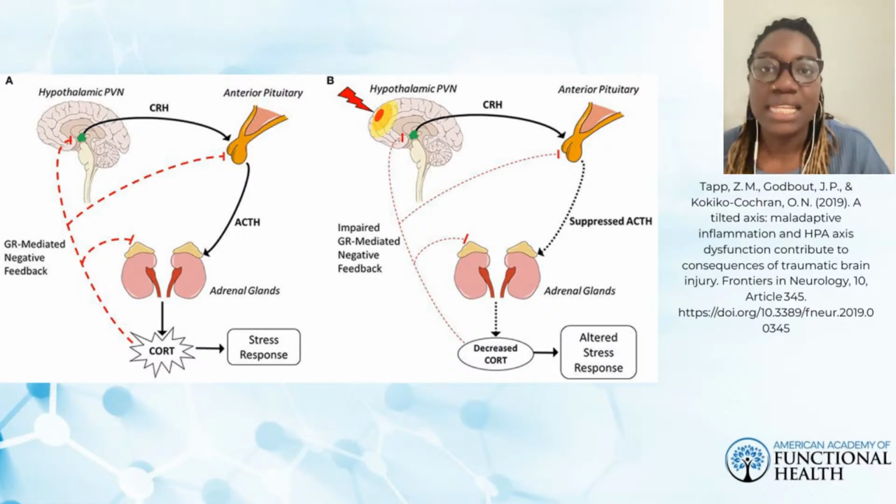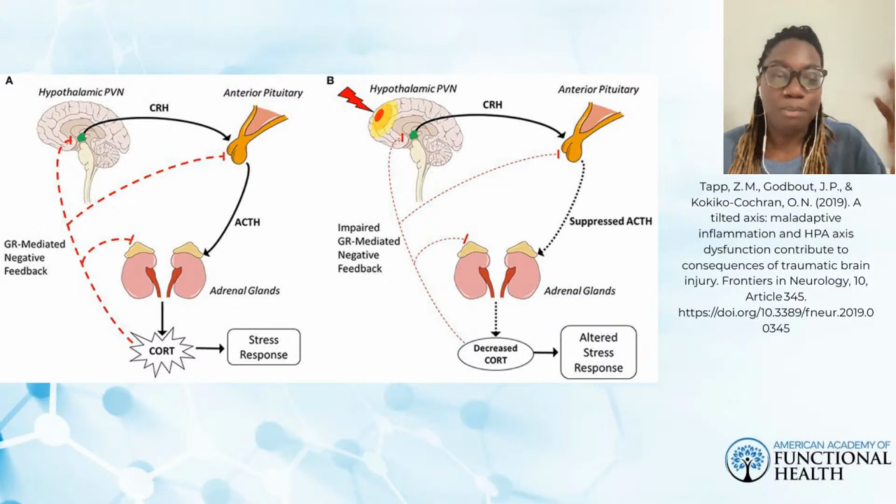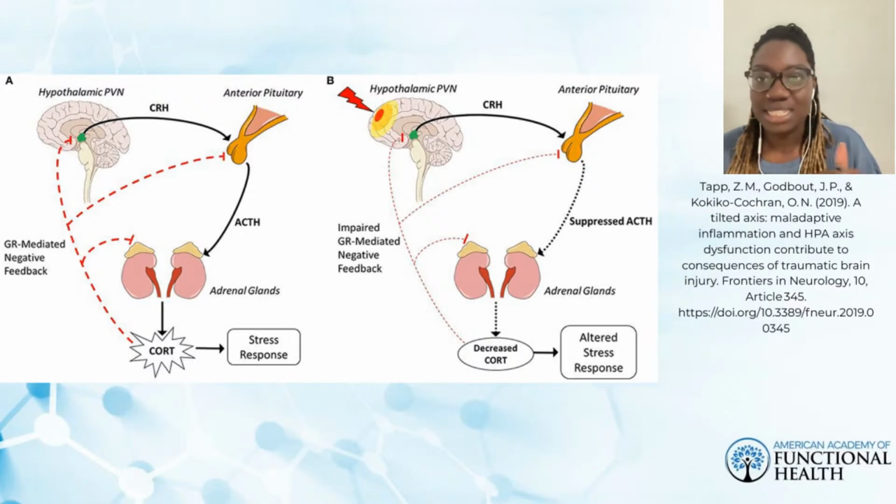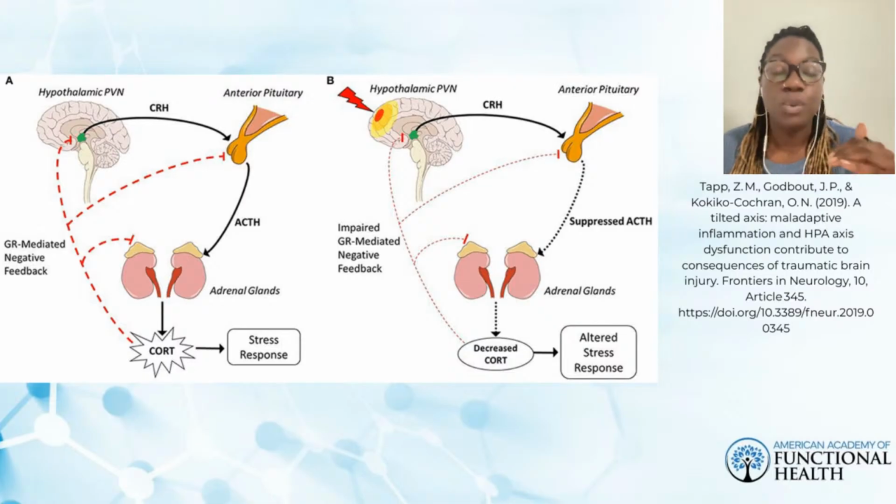Now, on the left-hand side, we have the brain, and this is where we have our pituitary gland. And our pituitary gland is part of the process of releasing cortisol. So we have corticotropin releasing hormone that triggers the anterior pituitary gland to release ACTH, to trigger the adrenal glands. And then ACTH plays a role in the adrenal glands releasing cortisol. And so cortisol is released.